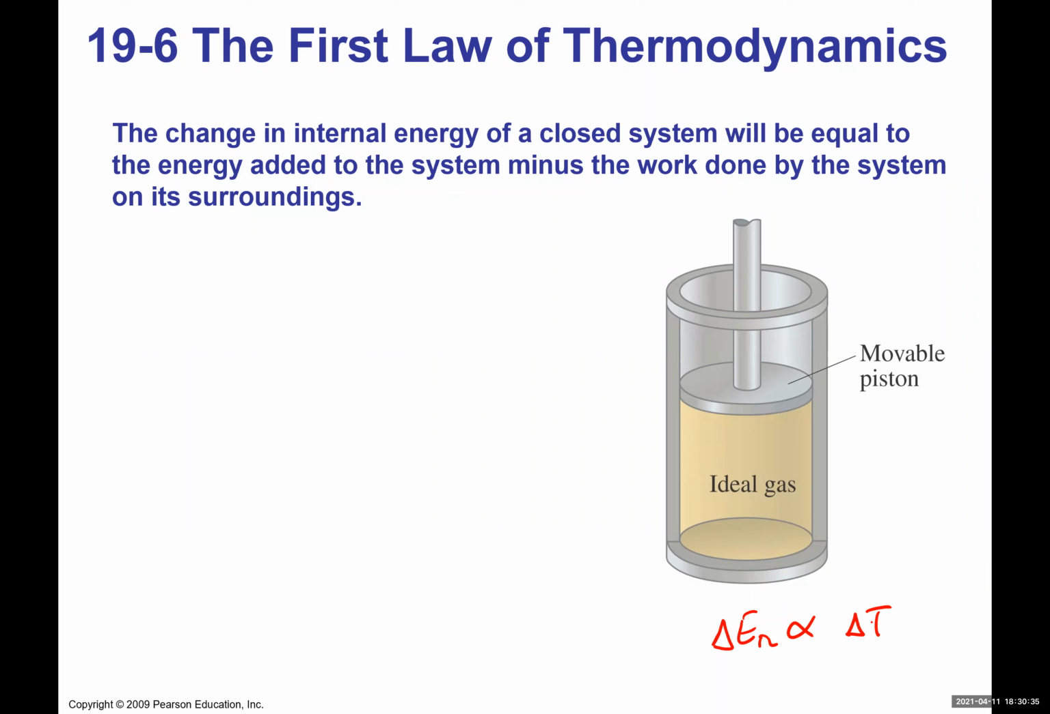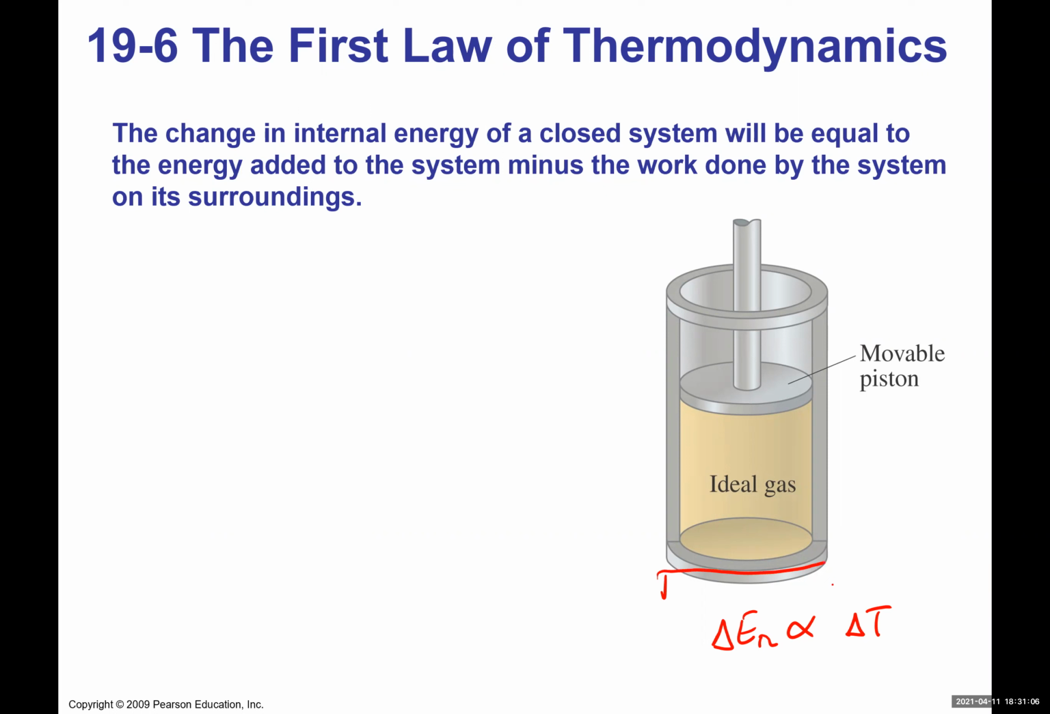So we're going to use that to then derive this equation that we call the first law of thermodynamics, which takes into account a closed system. So let's say a system like this where you have some ideal gas in a container with a movable piston, and let's say the bottom of the container is sort of like a conducting material that can interact with the environment.